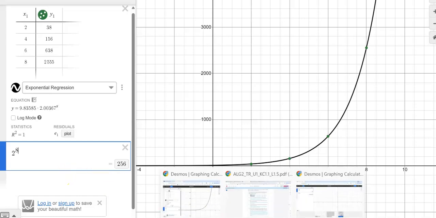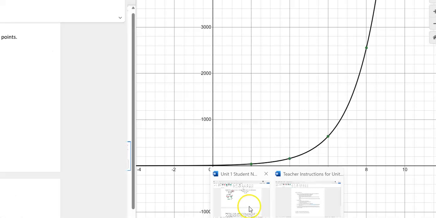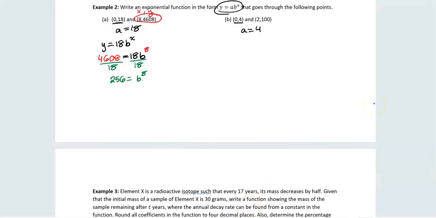The good news is that when you're doing your practice over this, for the most part, you're going to end up with some whole numbers. So it will be, call it guessable, right? Because 2 to the 8th power is 256, b is 2, which means that our final answer is y equals 18 times 2 to the x. Remember, x and y are still going to be variables, but a and b are plugged in.